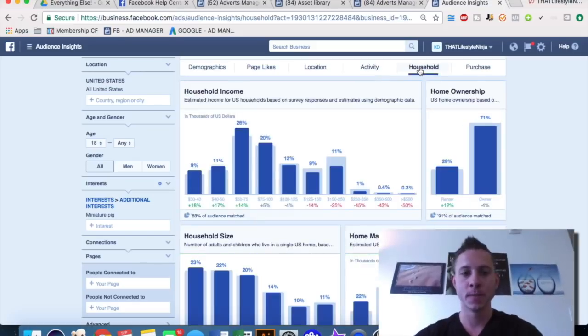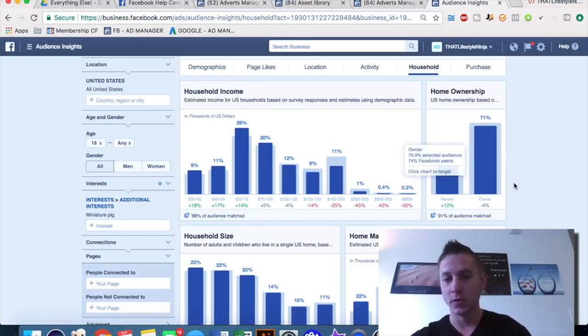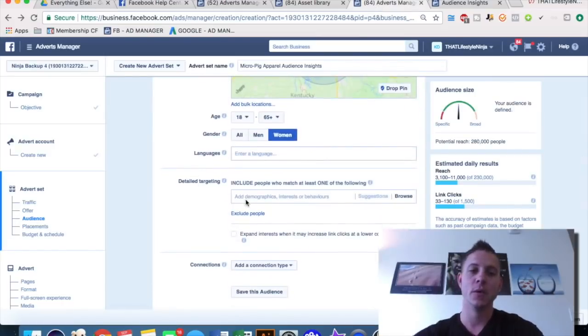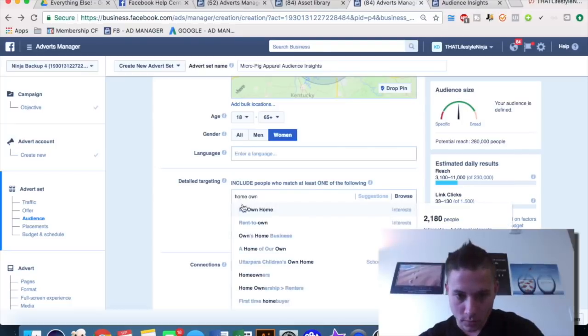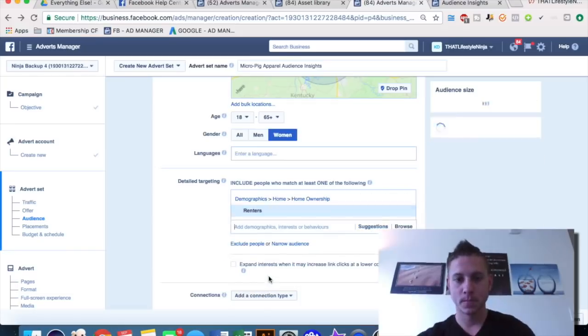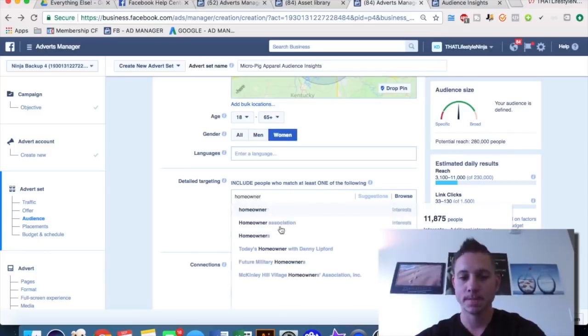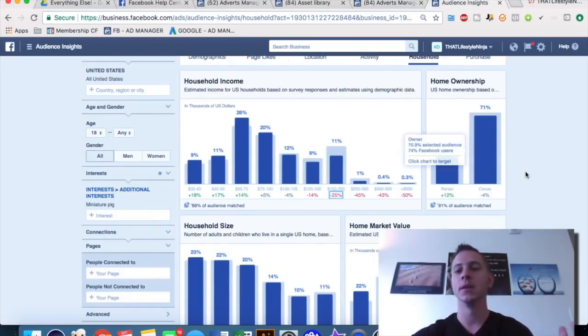You can see household information. So people who like miniature pigs have an estimated income in thousands of dollars primarily between $50,000 and $100,000. Actually, 11% of people are between $150,000 and $250,000. Most people are owners of their own home, so we can target that in our interest section. I'm kind of hopping around, but we will go through this. So we'll go homeowners, because we can see that 71% of people who like micro pigs own their own home.